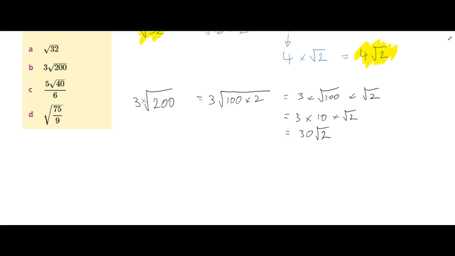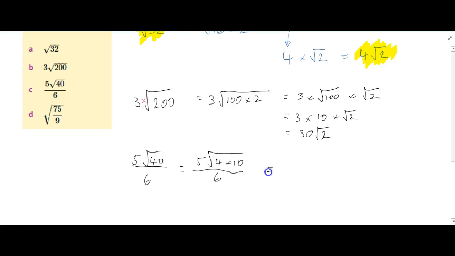Okay, C, we've got 5 root 40 over 6. Root 40 is what we're going to be working on. 40 has some square factors. I can write that as 4 times 10, over 6. That's the biggest square factor that I can find out of 40, I think. Yep.